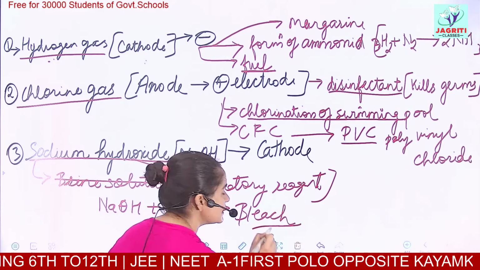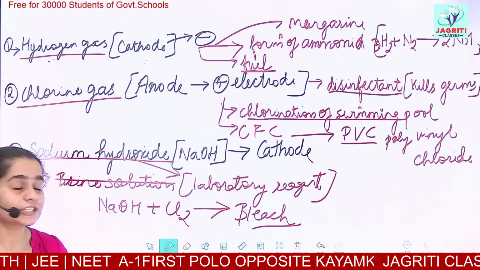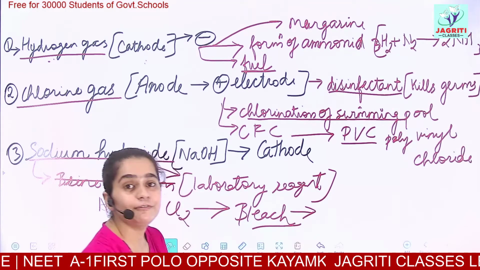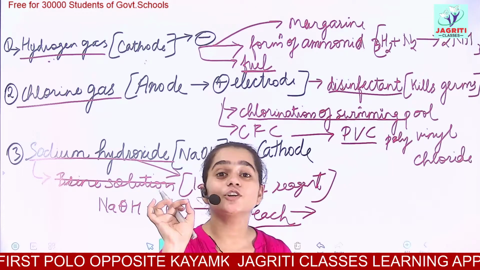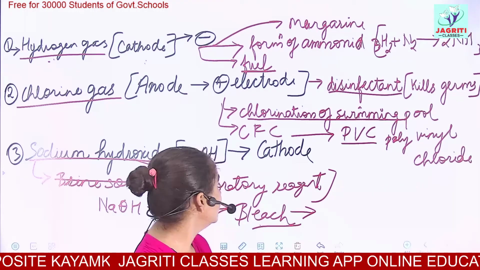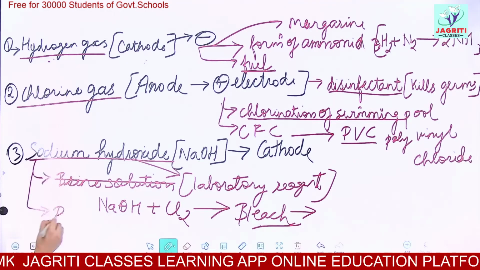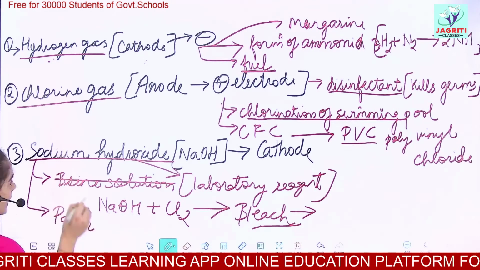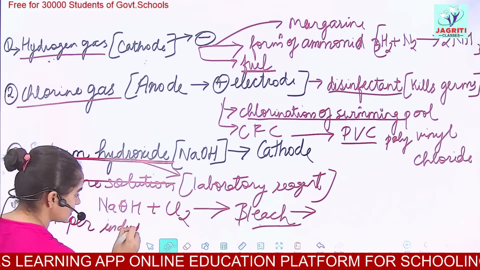And as the name suggests, what is the use of bleach? Bleaches are used in bleaching of the fabrics or to kill the germs. Bleaching powder is also used, or this bleach is also used as an important oxidizing agent. Then sodium hydroxide, NaOH, is used in paper industries.